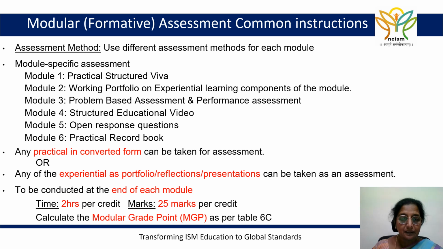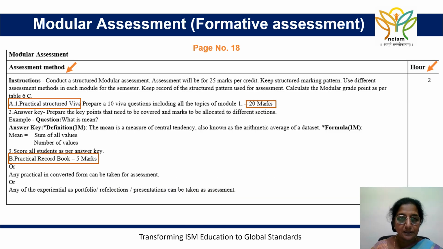Any practical in converted form can be taken for assessment, or any experiential as portfolio, reflections or presentations can be taken as an assessment to be conducted at the end of each module. It carries 2 hours per credit and 25 marks per credit. Calculate the modular grade point as per table 6C. Modular assessment, that is formative assessment.